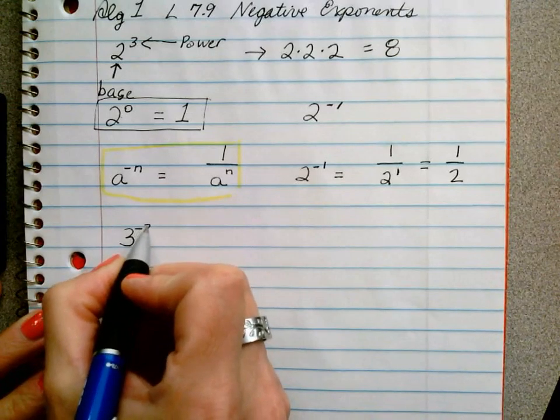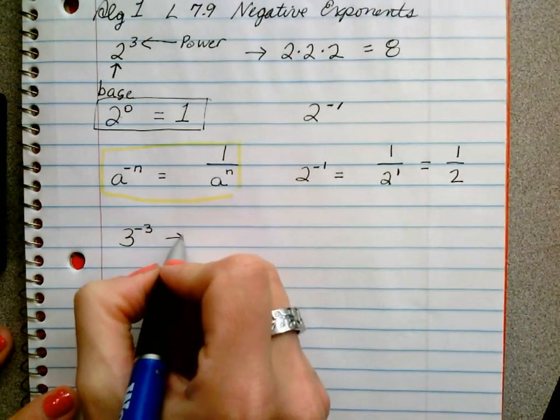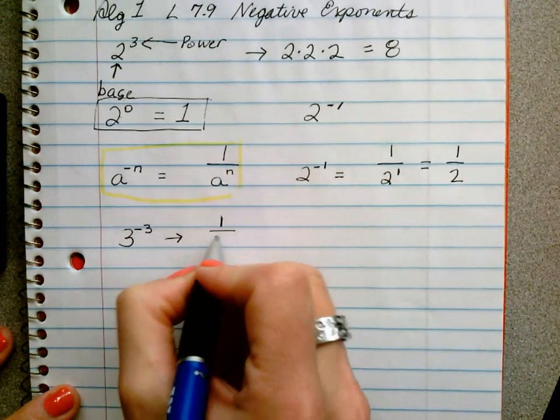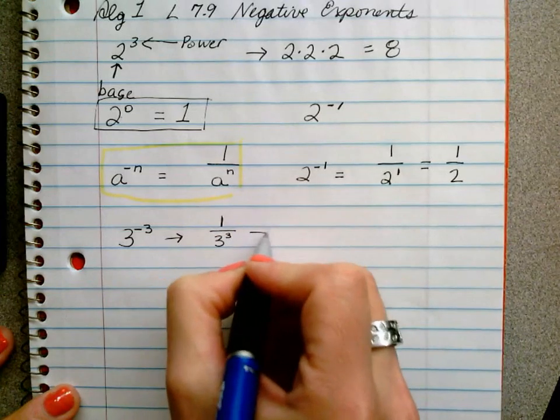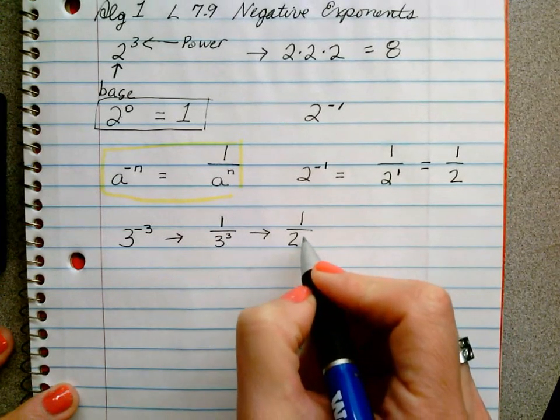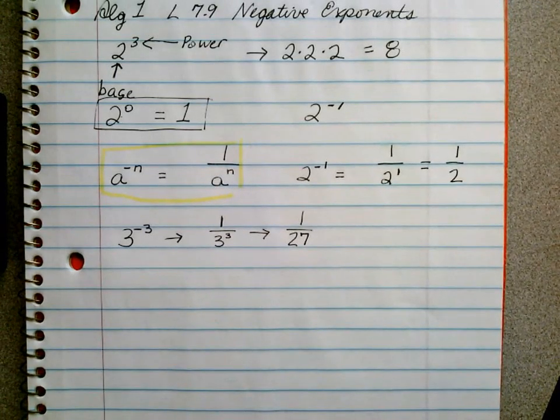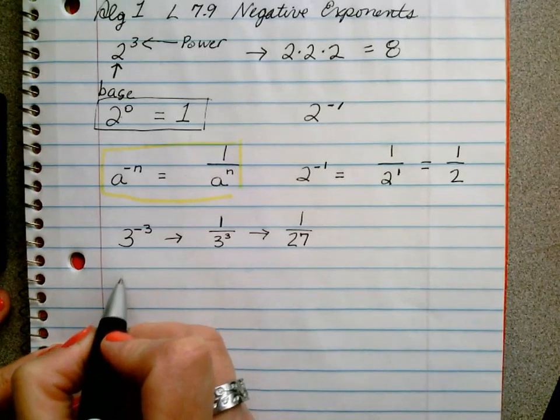3 to the negative third power. Okay? 1 on top, 3 to the third on the bottom. Anybody know what 3 to the third is? Yep. And there's your answer. Okay? They give us several examples. We'll work those as well.